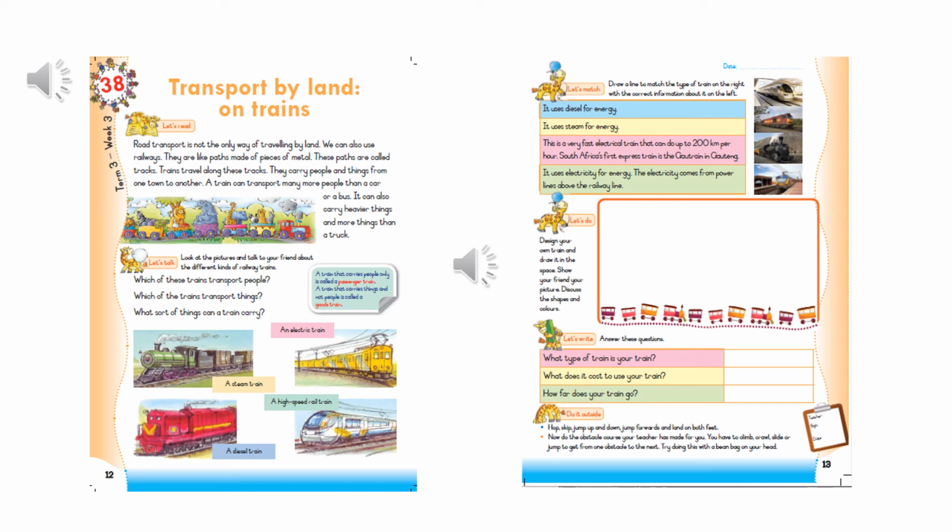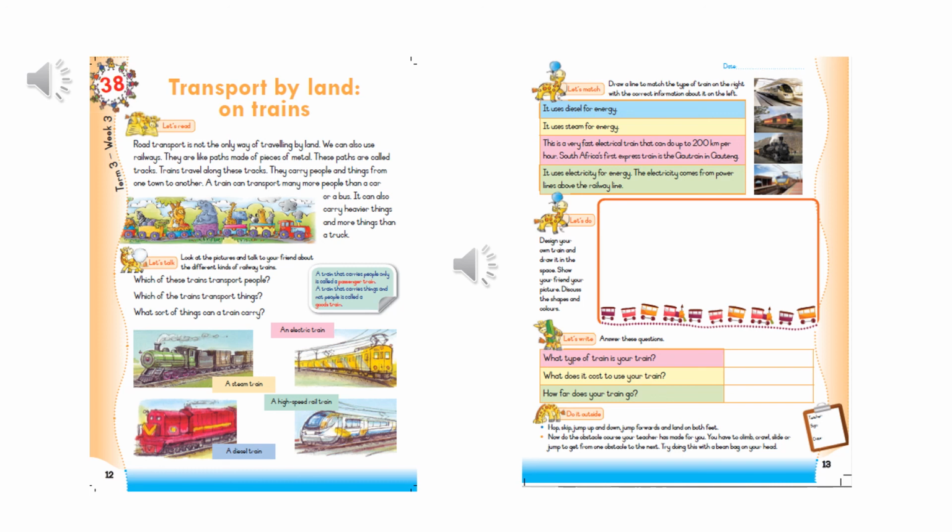Let's answer these questions. What type of train is your train? So you can say whether it's a passenger train or it's a goods train. Now use your imagination. Maybe it even has a pool on, or a casino, or a dancing studio, or a cooking class kitchen. You can do whatever you want.